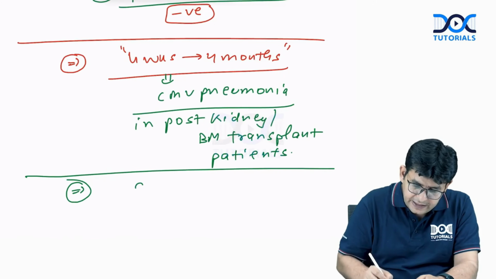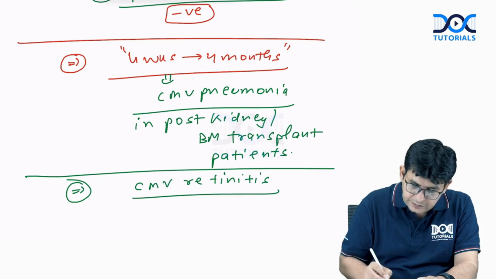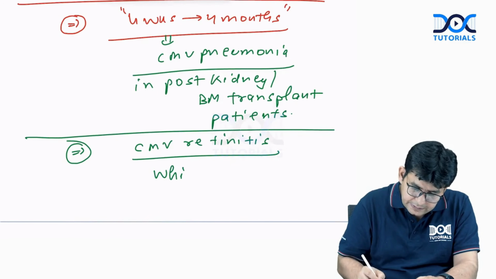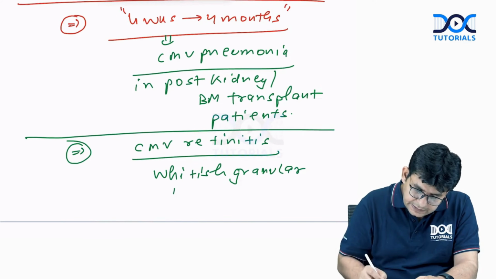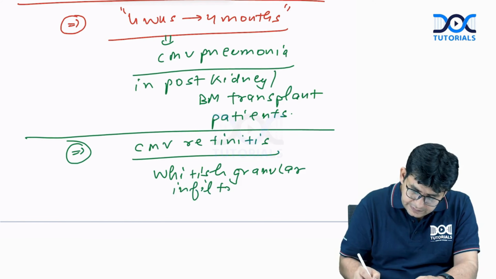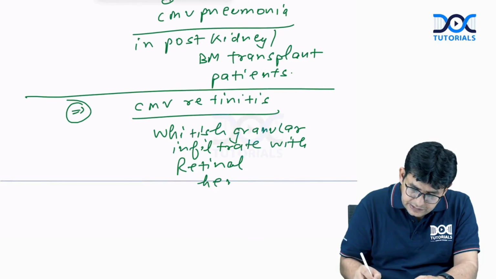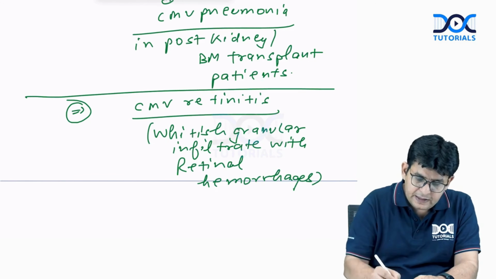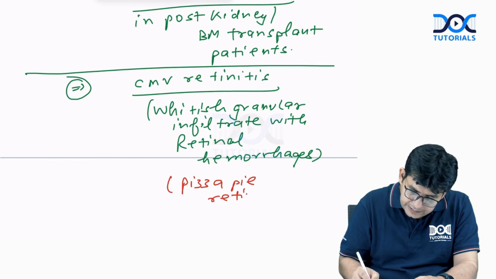Now, as far as the CMV retinitis is concerned, whitish color, granular infiltrates, they are observed with retinal hemorrhages in the CMV retinitis, and they give appearance of pizza pie retinopathy.